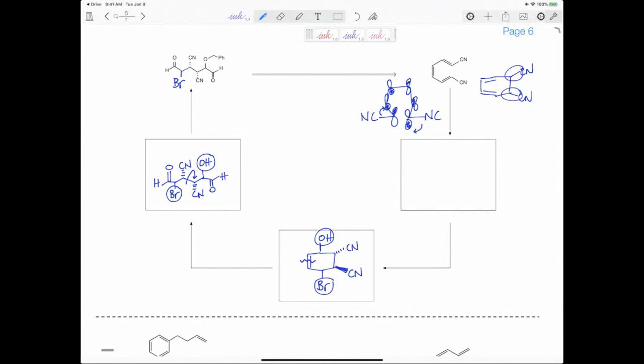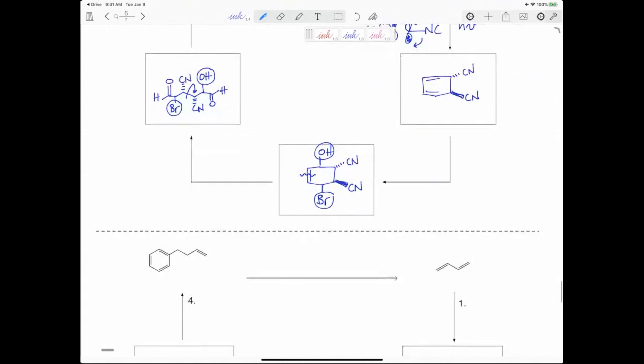So when we have this here, we know it's going to be under light conditions because we're going to go conrotatory for a 6-pi electron system, right? Now we know we formed this here. So we have, let me just be consistent, cyano group here, cyano group here. And Derek, you're absolutely right.